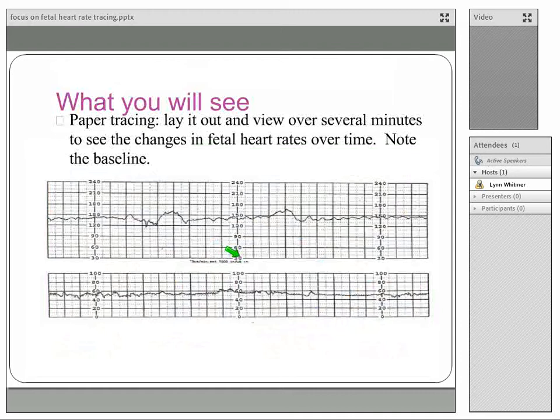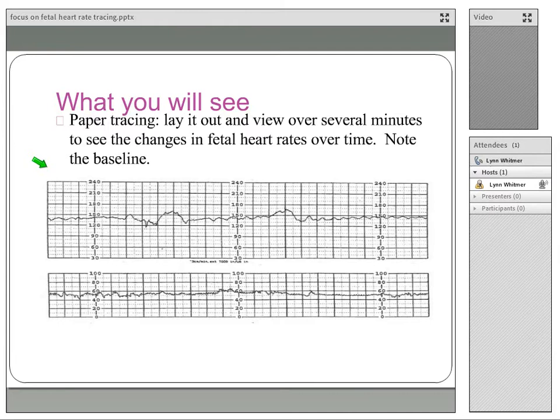Fetal monitoring, this is what you're going to see. This is the paper that is used. As you see, when we lay it out in a horizontal manner, you're going to see several minutes in front of you. You want to note what the fetal heart rate is over time, not right now. You want to see what has been happening over time. What's the environment of the uterus been like? So the very first thing you're going to do is note your baseline.